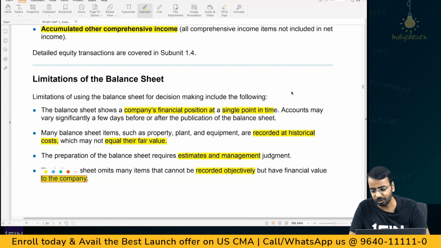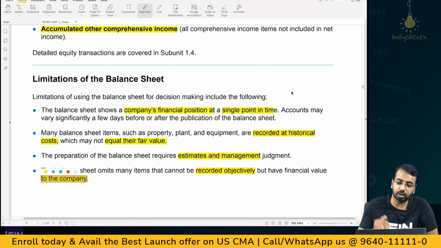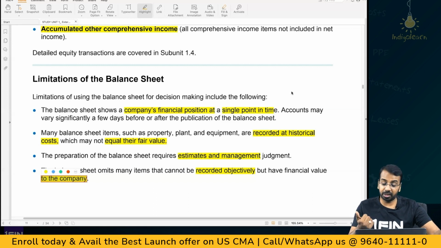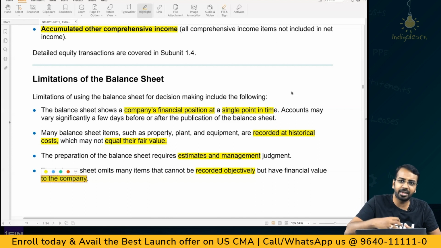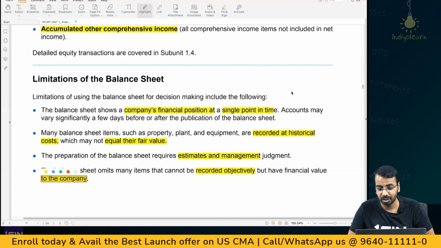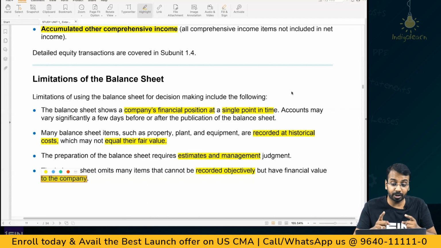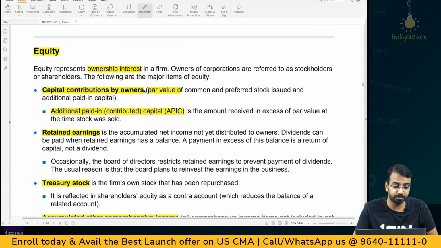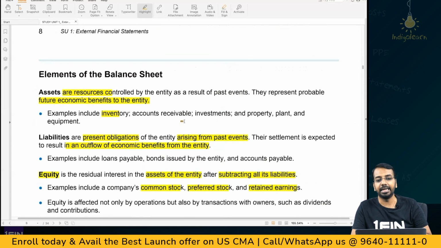Now, just to ask you, why can't we show human resource as an asset in the balance sheet? Yes, quantification may be difficult, but I can still say the present value of salaries that I will pay in the future. That can be one estimate, but yes, quantification is difficult. Employee turnover. So a very important thing is, if you go back to the definition, resource controlled by the entity.